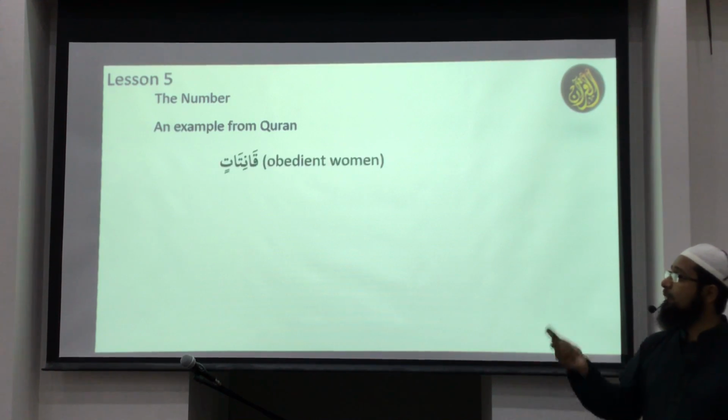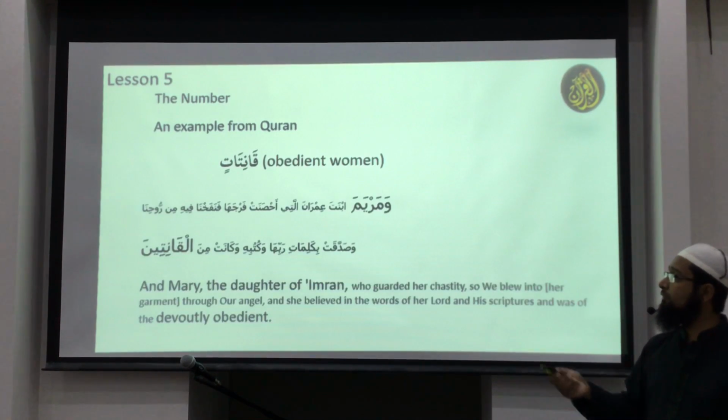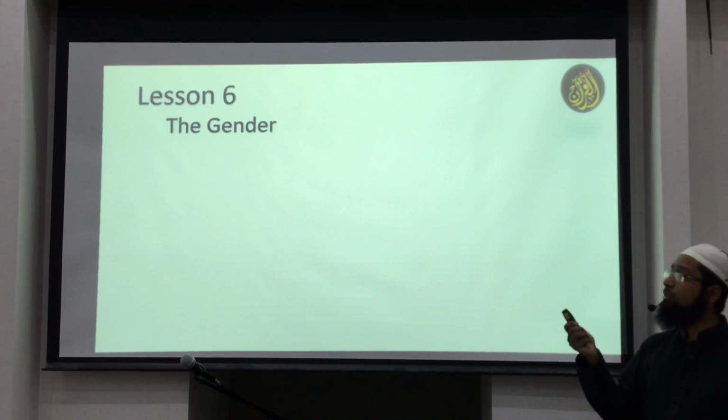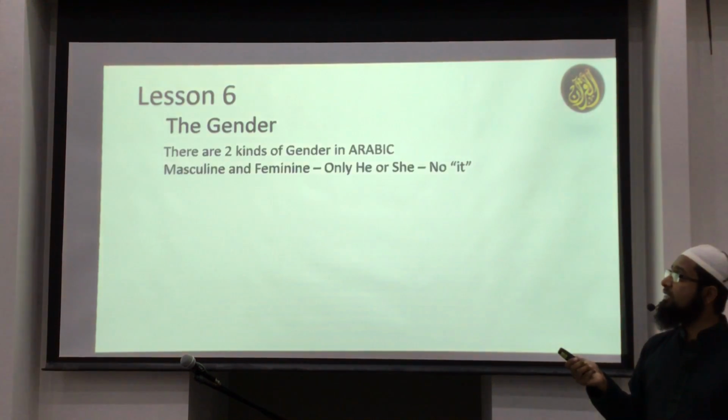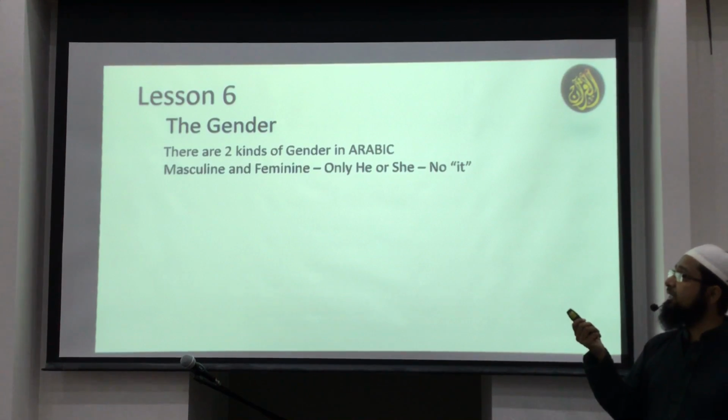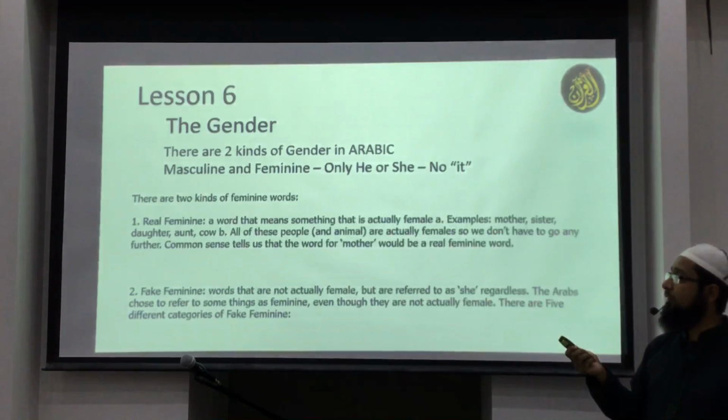Then we have some examples from the Quran. We're just going to skip through it, from one of the ayat of Surah At-Tahrim. And then we talked about gender. Gender is very easy to remember. As I said, there are two kinds of gender in Arabic, masculine and feminine. Only "he" or "she," there is no "it" in that.